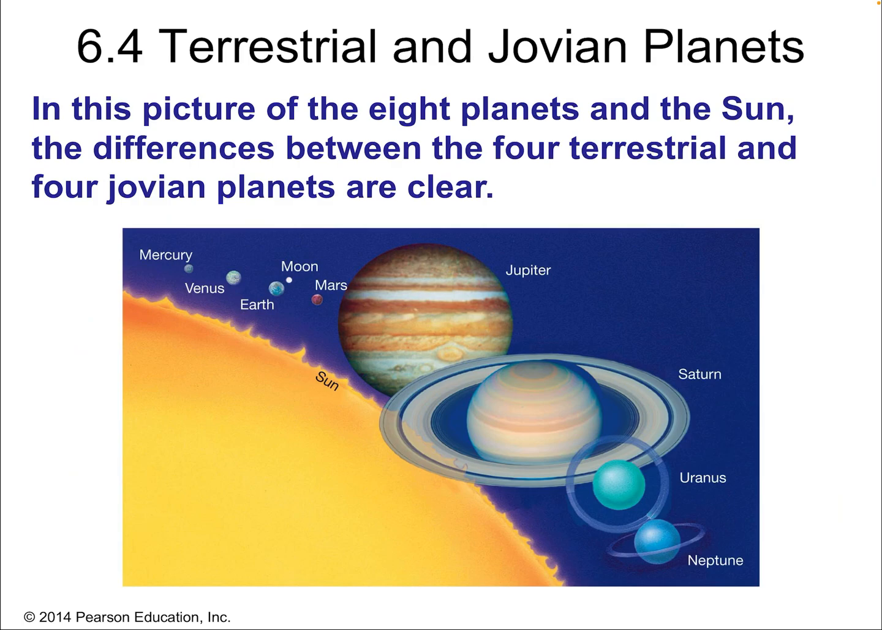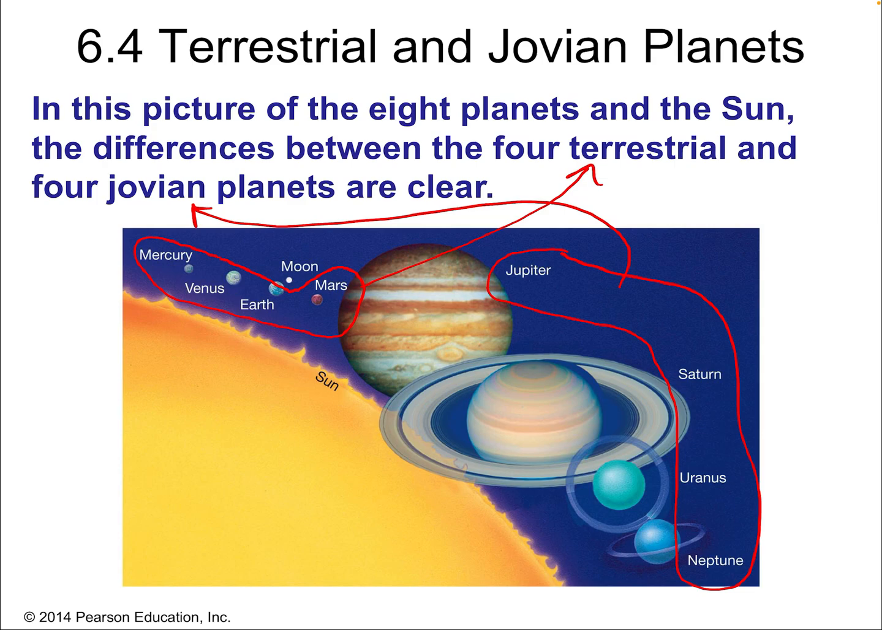So in this picture of the 8 planets and the sun, the differences between the 4 terrestrial and the 4 Jovian planets are clear. I want to specifically call attention to that term, Jovian planet. So these are the 4 Jovian planets, and the terrestrial planets are these 4. Now, Earth's moon is thrown in there because it's so important from our perspective, but obviously it's not important from the Martian perspective. It just happens to be our moon, but it's special to us, so we always have that Earth-centric view.